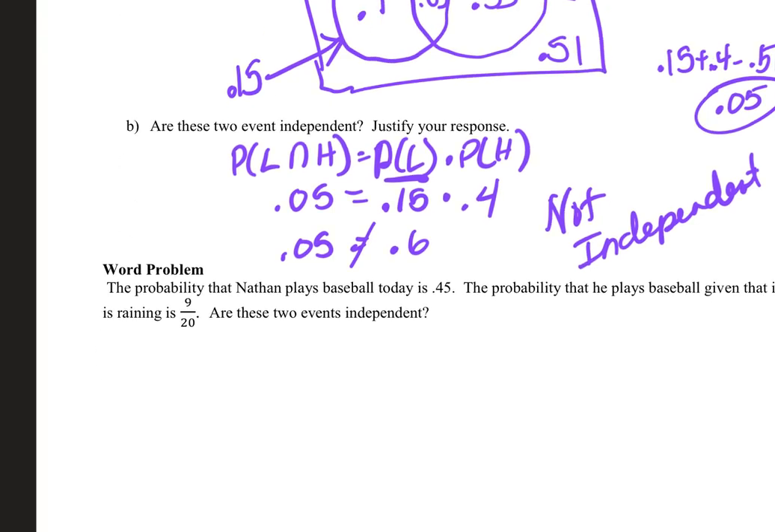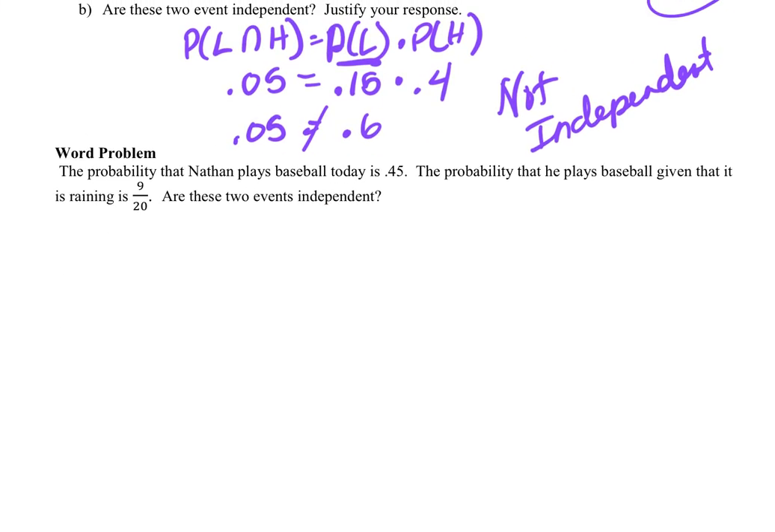Okay, so we have this situation here also. Nathan plays baseball today. The probability that Nathan plays baseball today is 0.45. The probability he plays baseball given that it's raining is 9/20. Are these two independent? So this is a given probability.